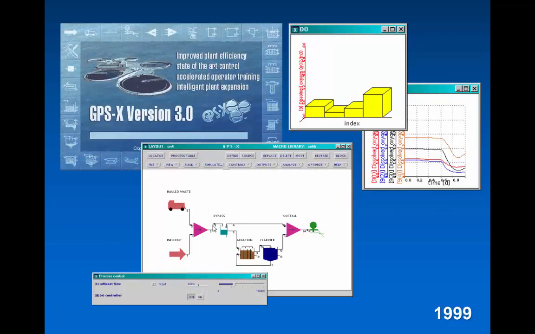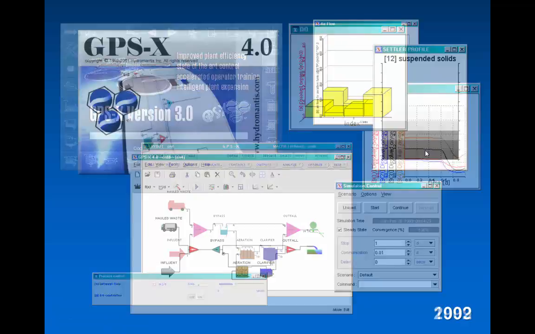But then when I joined the company in 1999, this was version 3, and we moved to improve the interface over time, so much more of a conventional drawing board with some flatter objects. But we started to introduce more simulation types, bar graphs, and so on.